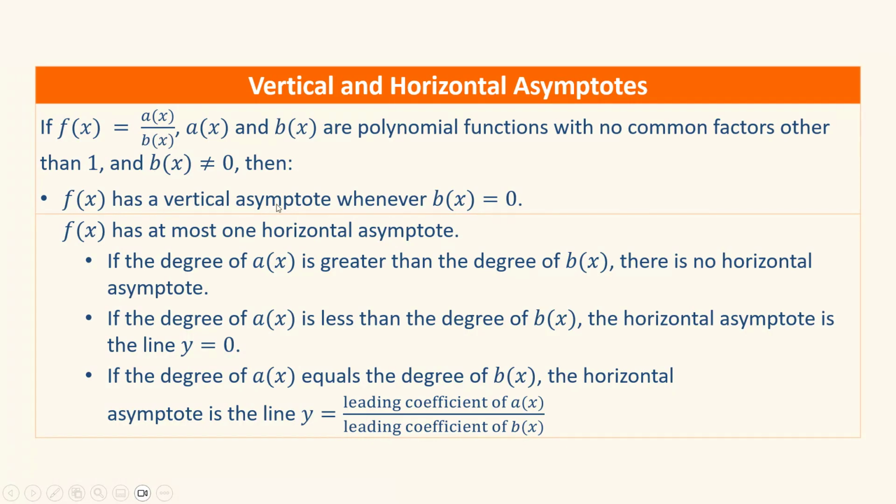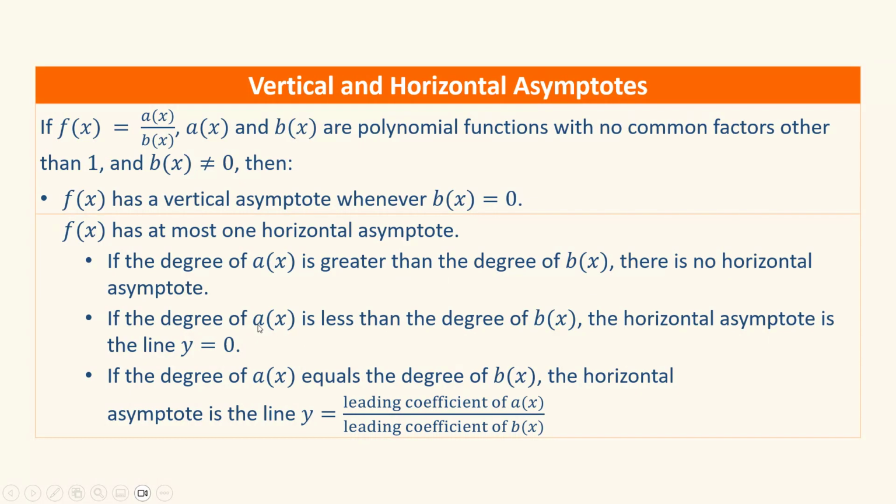For our horizontal asymptote, however, it comes down to comparing the degree of our numerator to the degree of the denominator. So there are three ways that they can be compared. It could be less than, it could be equal to, or it could be greater than. And each of those has a different outcome for a horizontal asymptote. So first, if the degree of our numerator is greater than the degree of the denominator, there is no horizontal asymptote.